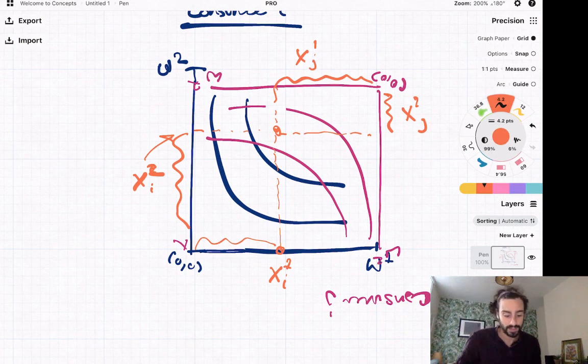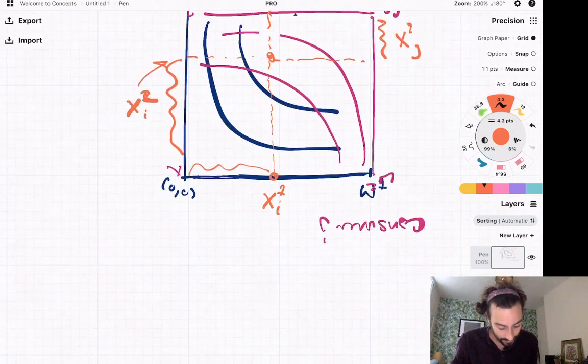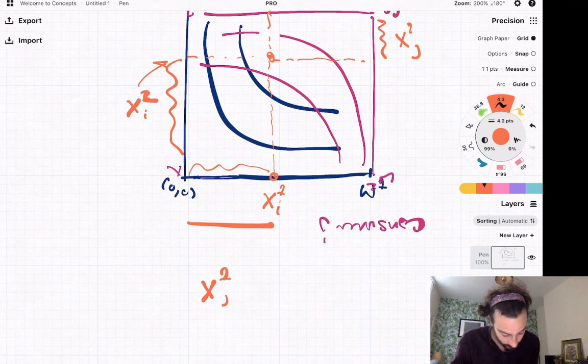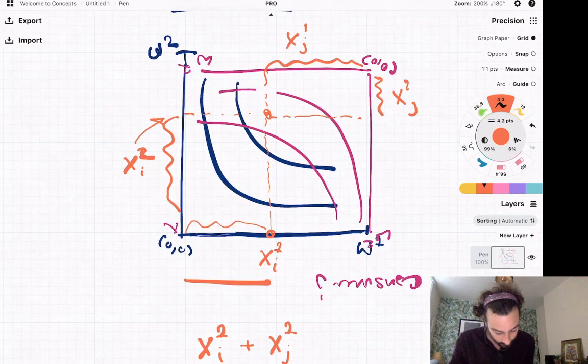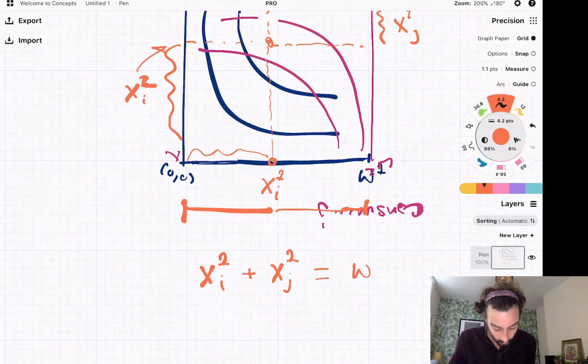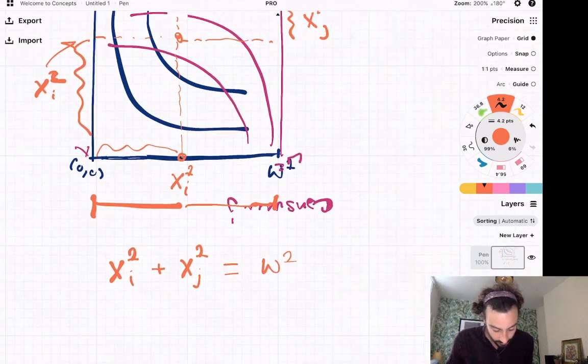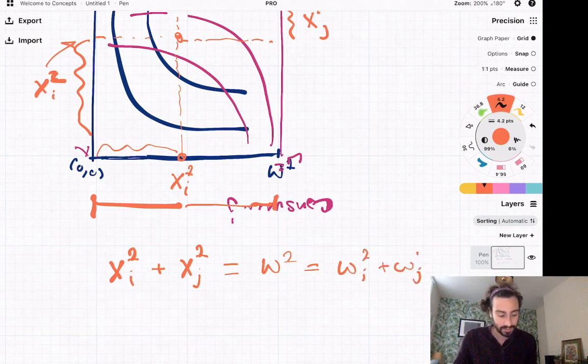Now notice that the allocations naturally sum up to the initial endowments, right? Because if we add together x1i plus x1j, right? So that's here. We get the entire length of the box, and the entire length of the box we decided was omega 1, which was equal to, by definition, omega i1 plus omega j1, right? And the same thing for the vertical axes.